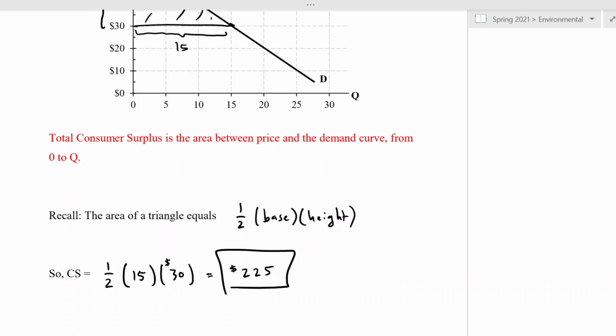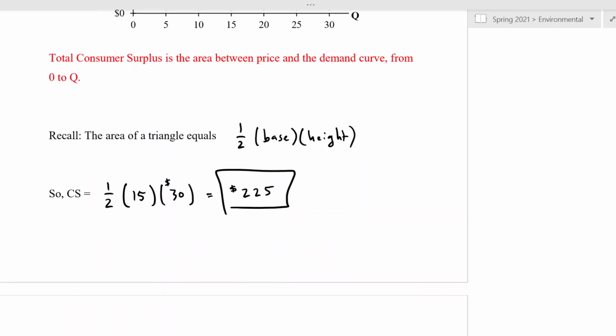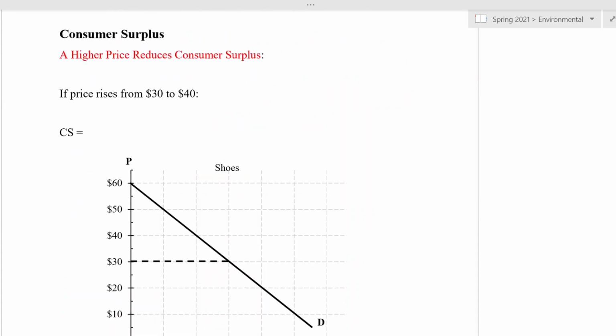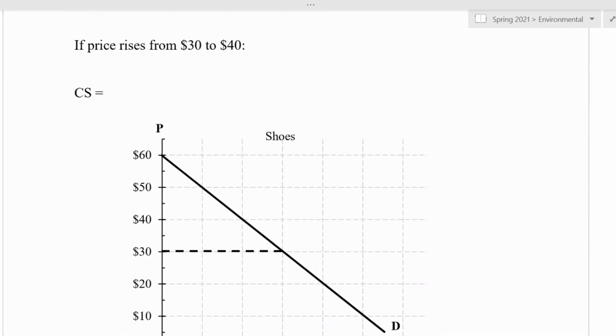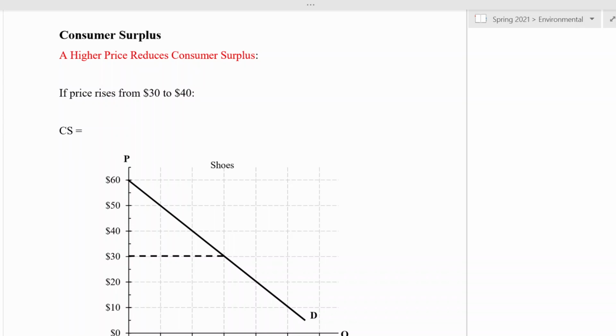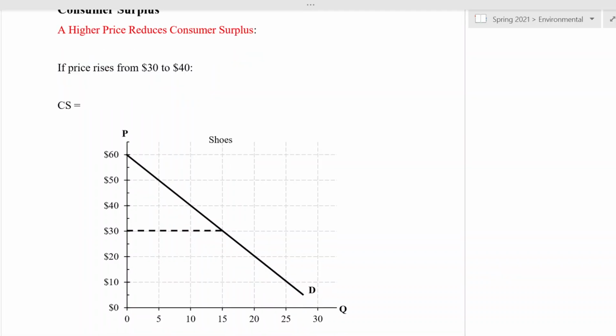Okay, what we're going to do next is talk about what happens to consumer surplus when the price changes. So same example, but let's suppose that the price rises from 30 to 40. In doing so, we're now going to be here. Total consumer surplus is going to be this triangle here.